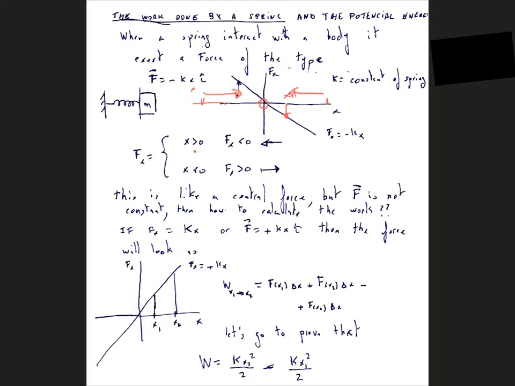So we want to find the potential energy. First we want to find the work associated with this force, and also the potential energy associated with this force. So let's change the force to the force plus kx i, and calculate the work on this one. How will we calculate the work done going from x1 to x2?